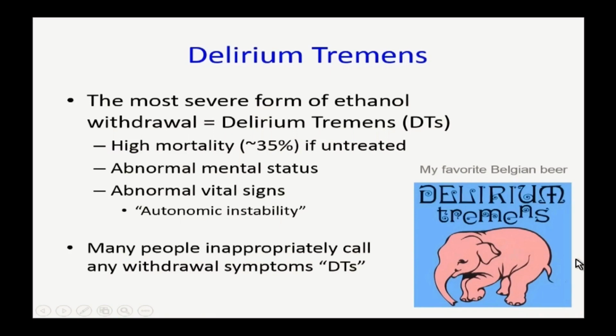But it's not just ethanol withdrawal that makes something DTs. You actually have to be delirious, that delirium part. You have to have some change in your mental status. And then you also need to be exhibiting some kind of autonomic instability. You will have some abnormal vital signs, very commonly tachycardia, hypertension, diaphoresis, uncontrolled sweating, for instance. And so many people will say, oh, I have DTs, or I was admitted to the hospital for DTs. What they really meant was, I was having alcohol withdrawal, and I don't know what to call it other than DTs.